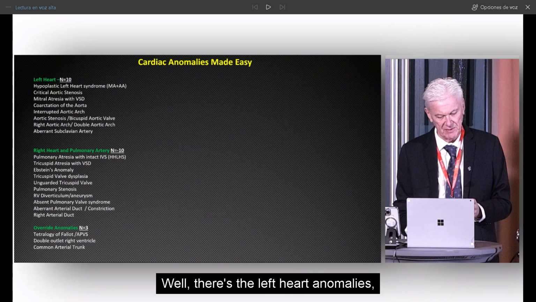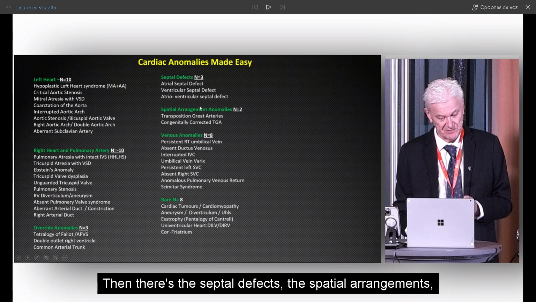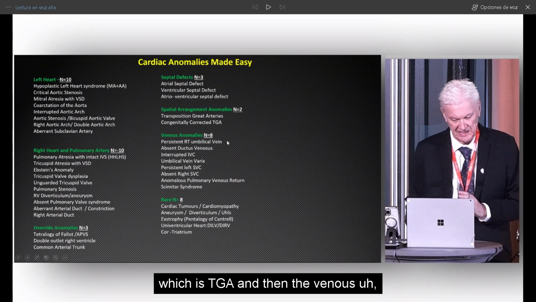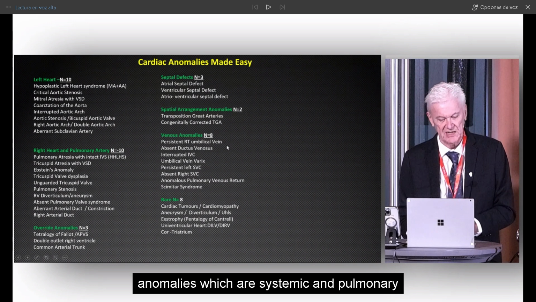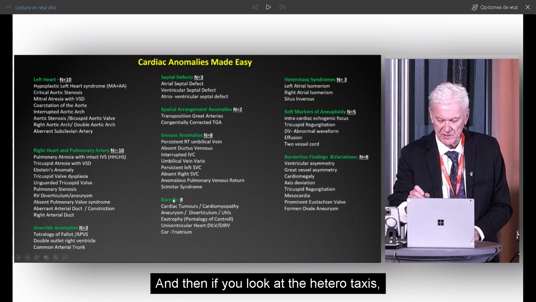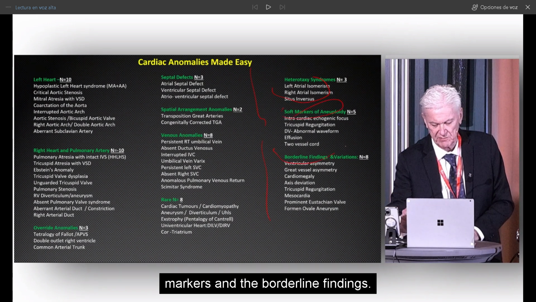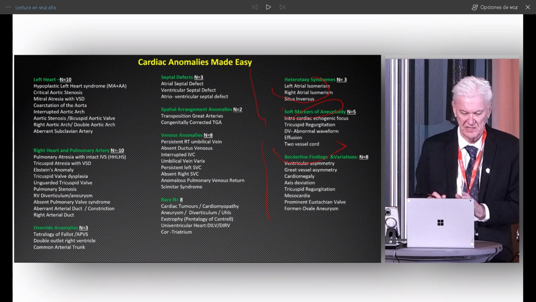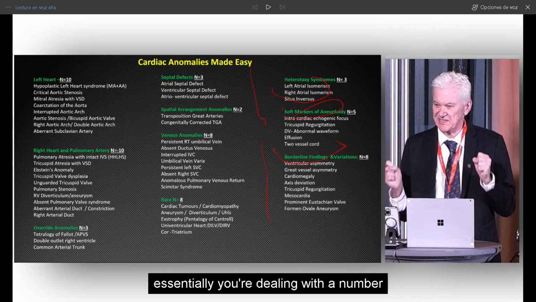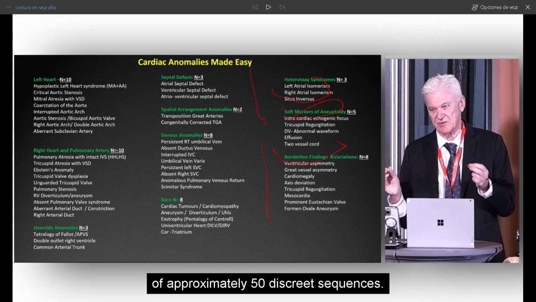Well, there are the left heart anomalies, the right heart anomalies, and the override anomalies. Then there are the septal defects, the spatial arrangements, which is TGA, and then the venous anomalies, which are systemic and pulmonary. And then the rare ones. And then there are the heterotaxies, which are really a combination of these, and then forget about the soft markers and the borderline findings. I know I'm giving a talk on that. But essentially, if you boil down cardiac malformation, you're dealing with approximately 50 discrete sequences.